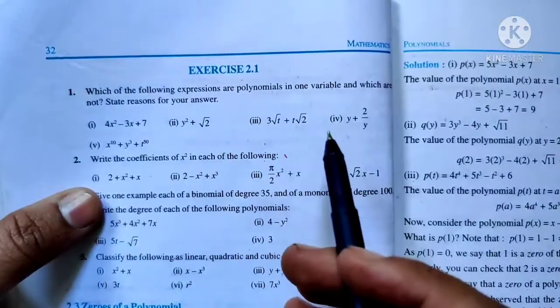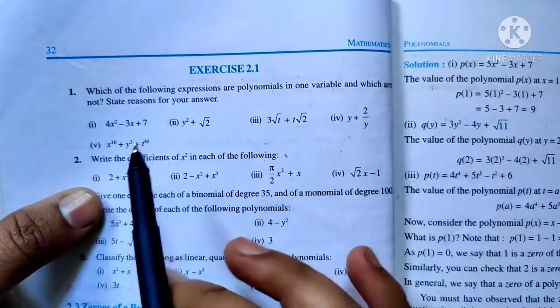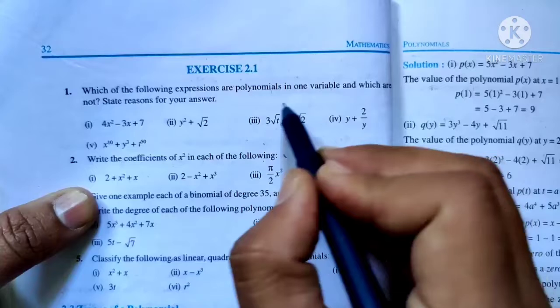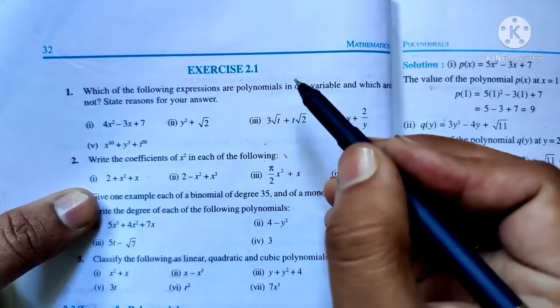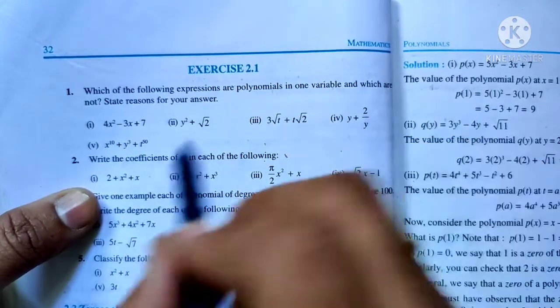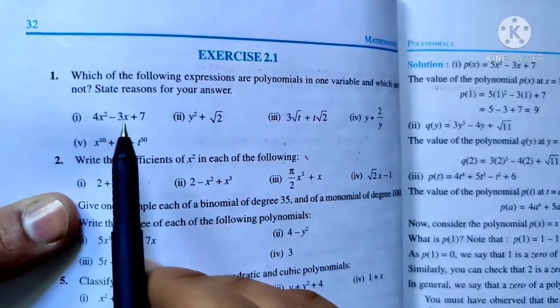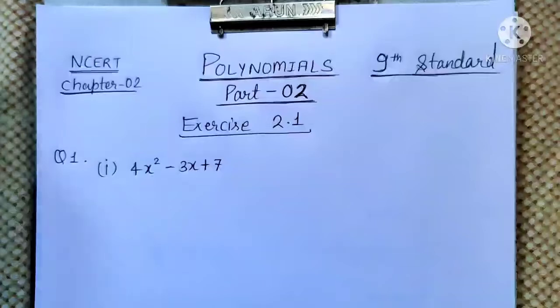We are given some polynomials, and on the basis of this we have to tell which ones are polynomials in one variable and which are not. If they are not, we have to give the reasons also. Okay, so let's start the question first. Let's do the first part in which they are saying 4x square minus 3x plus 7. So let's solve this question.